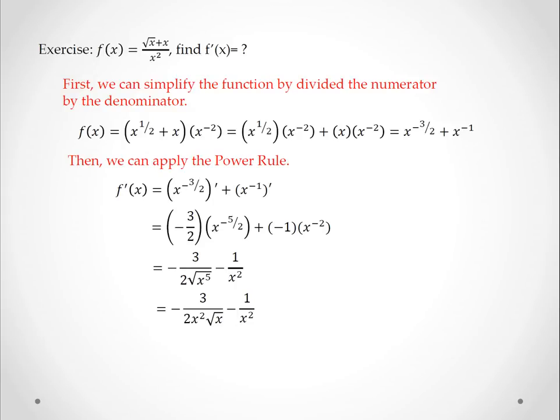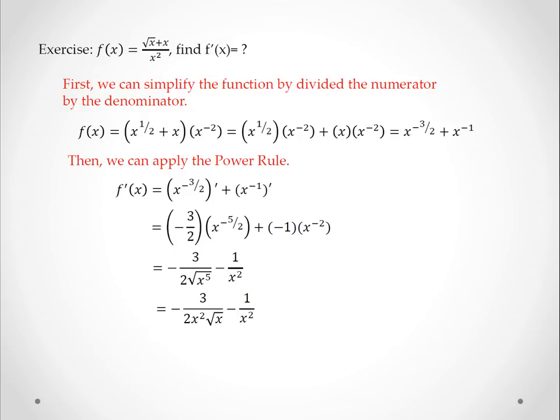Okay, let's look at this exercise. f(x) is equal to the square root of x plus x, divided by x squared. So what's the derivative f prime of x? First, we can simplify the function by dividing the numerator by the denominator. What that means is we can use what we discussed in the review section to change the square root to power notation. f(x) is equal to x to the 1/2 power plus x, and this sum we then multiply by x to the minus 2 power.